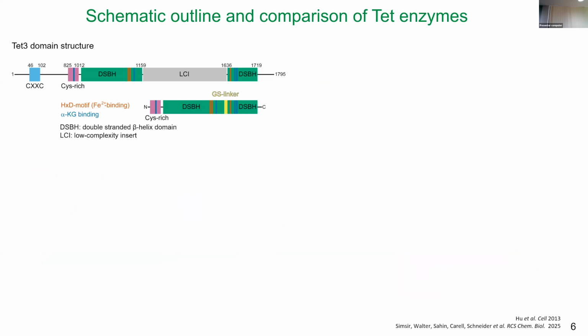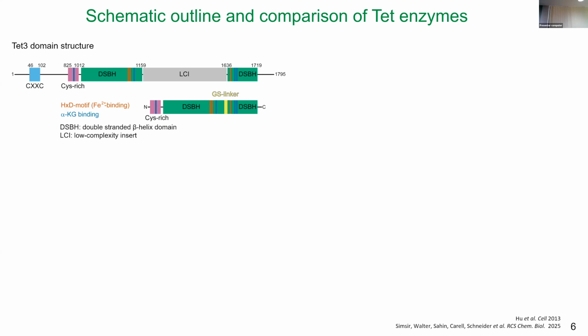We have TET 1, 2, and 3. They share a common domain structure. We have also different isoforms. They're located in different tissues and different cells, but they all have a common fold or common domain structure.